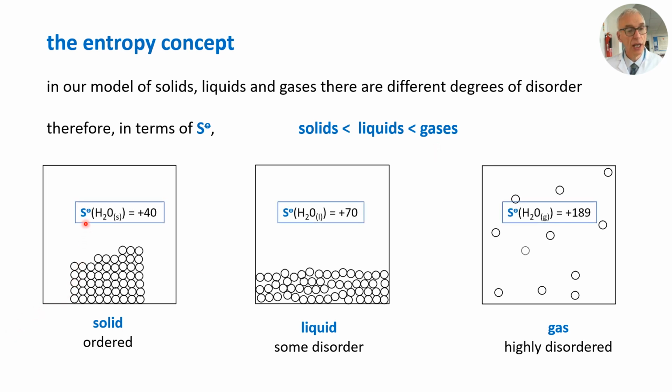This is borne out by reference to data books where there are tables of standard molar entropies. That for solid water is plus 40. The standard molar entropy for liquid water is plus 70, and the standard molar entropy for gaseous water is plus 189. So quite clear that solids have much lower entropy than liquids, which have much lower entropy than gases.